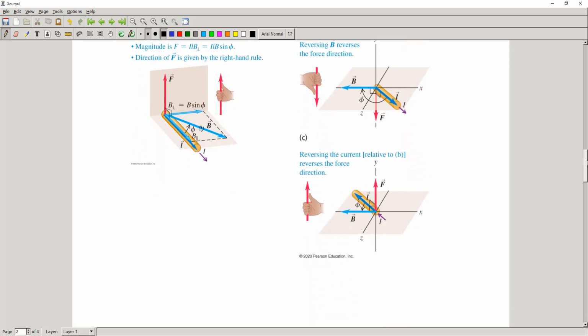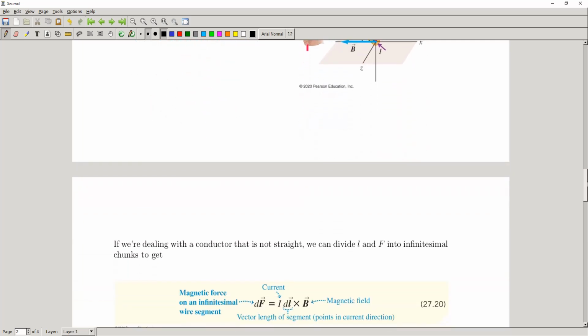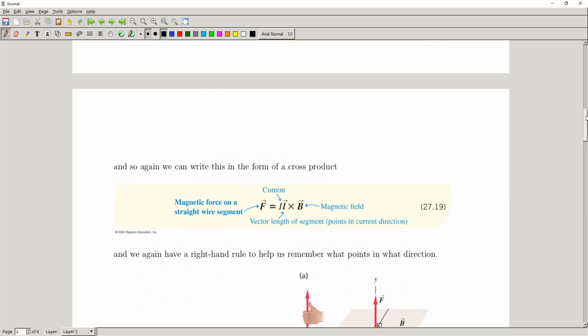Same idea over here, right? You're placing your hand on I, curl your fingers toward B, your thumb must be pointing upward. Okay, and this is all right hand, right? So it's all the right hand rule. So this equation here, 27.19, is definitely one that we're going to want to remember. That'll be on the formula sheet.